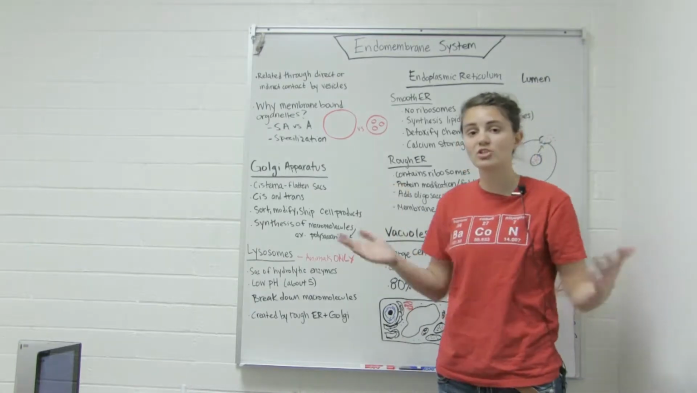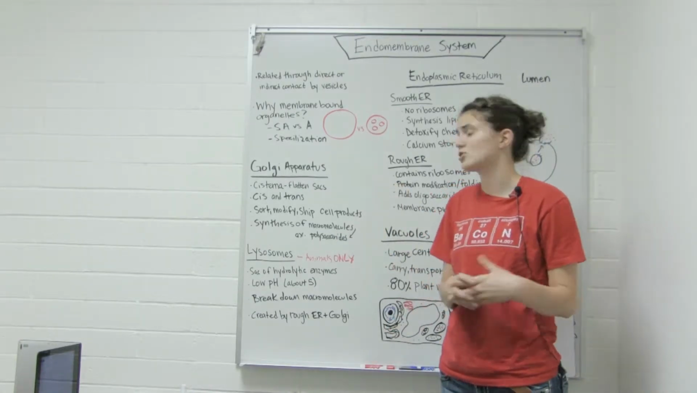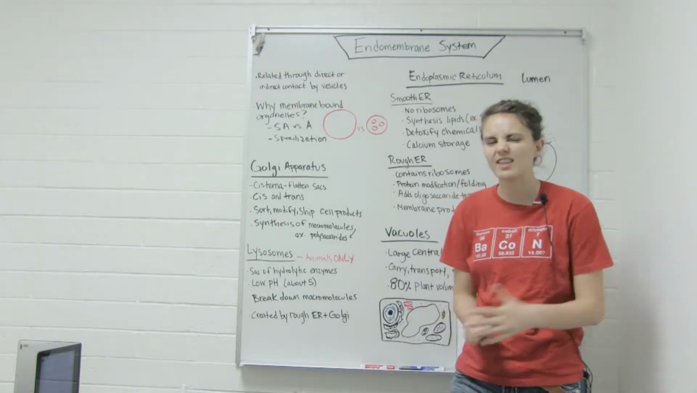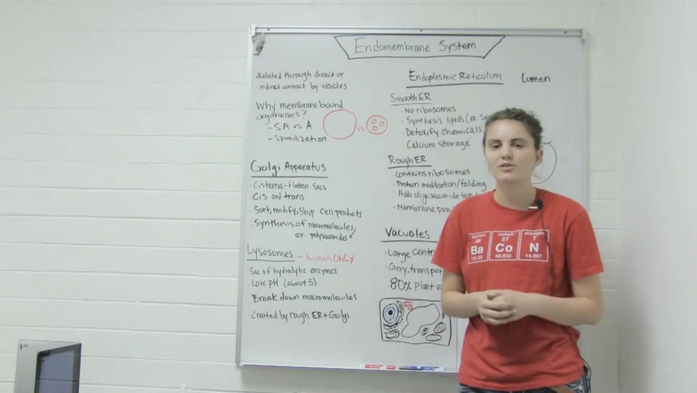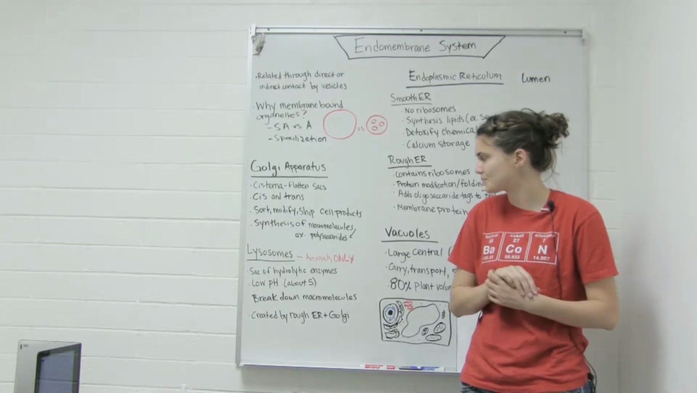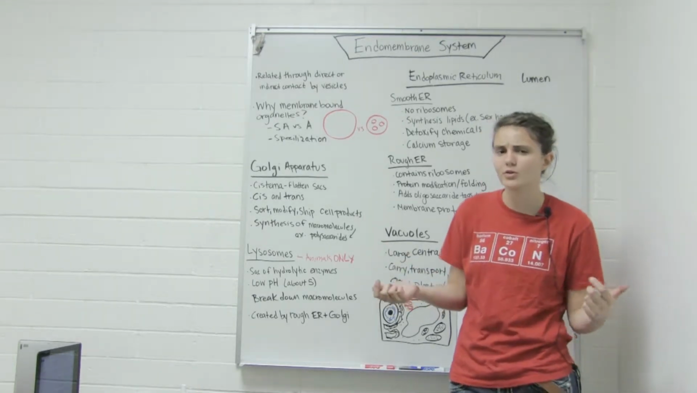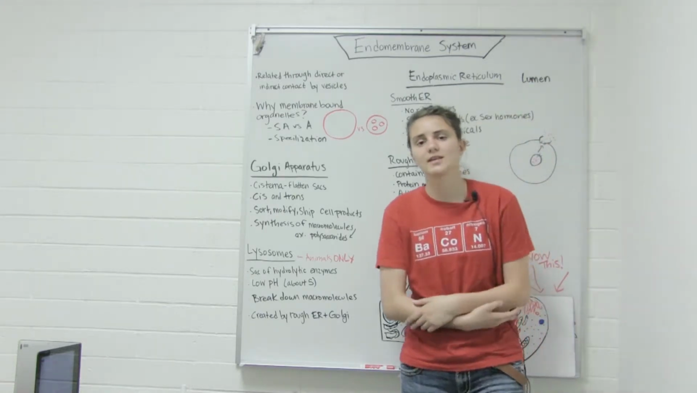The major functions of the Golgi are to sort, modify, and ship cellular products. So they're kind of like the post office of the cellular world. And then they can also be used to synthesize macromolecules, such as polysaccharides.